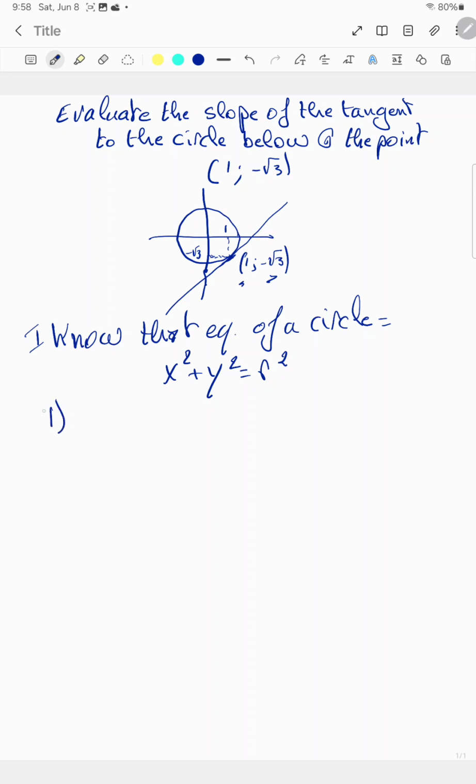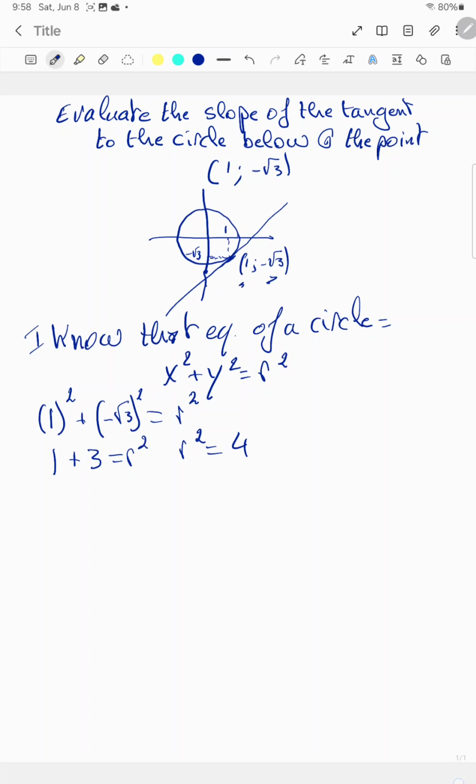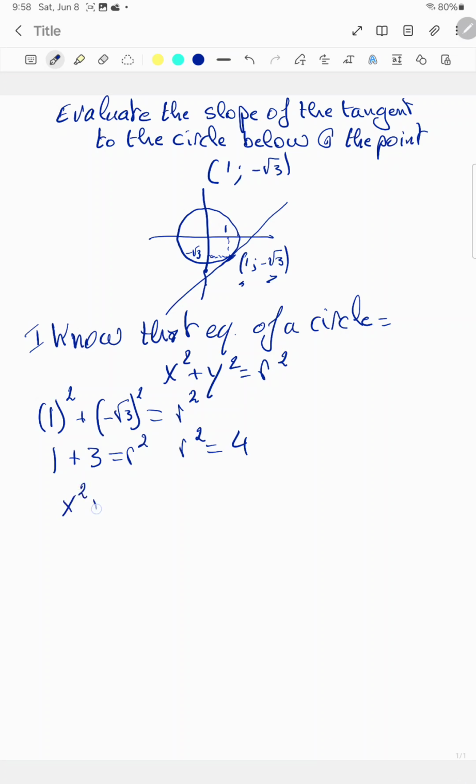by 1. So it becomes 1 square plus, and my y by minus square root of 3 square, equal to r square. So 1 square is equal to 1, plus minus square root of 3 square is plus 3, equal to r square. So my r square is equal to 4. Now the equation of my circle becomes x square plus y square equal to 4.